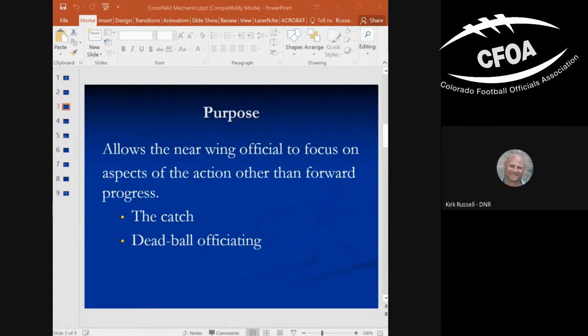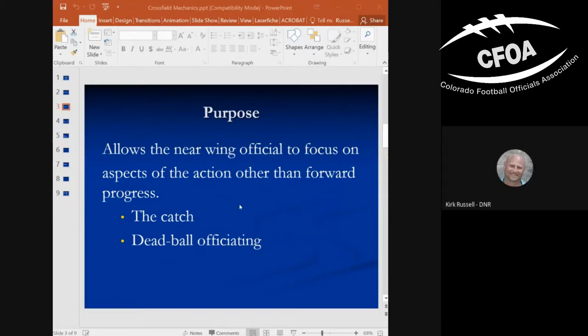You know, it doesn't make sense whether we get within 6 inches of the correct progress spot on a 15-yard gain and then miss a personal foul. So in order, if applicable, the priorities are a catch, dead ball officiating, and then the progress spot. So you can go ahead and flip.